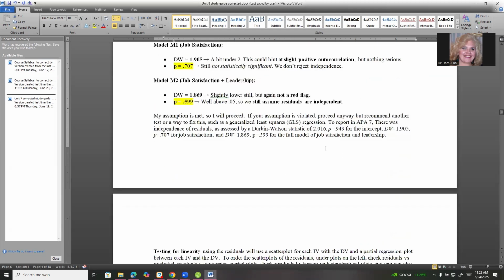Okay, and you can see right here how I write this out. There was independence of the residuals as assessed by a Durbin-Watson statistic, and I give the DW statistic and the comma p-value for the intercept, which is model 0. I give it for model 1 and for model 2, written out the same way.